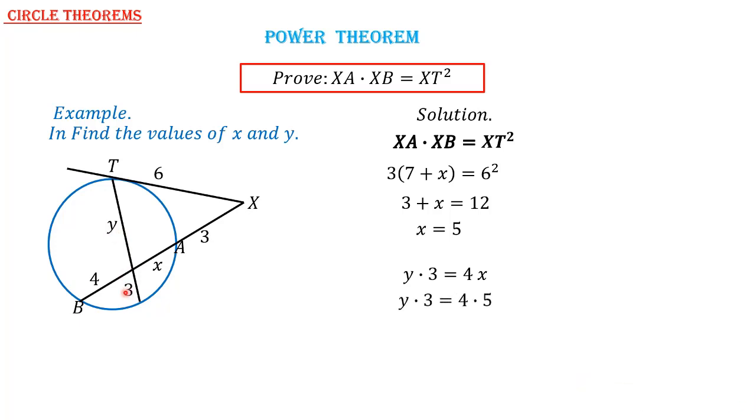So we know our S. Y times this 3, then 4 times our S here, then our S is 5. Therefore, we can find our Y. So we have 3Y equals 20. If we divide by 3, our Y is 6.67. So that's for the circle theorem and the power theorem. That's the secant tangent theorem.